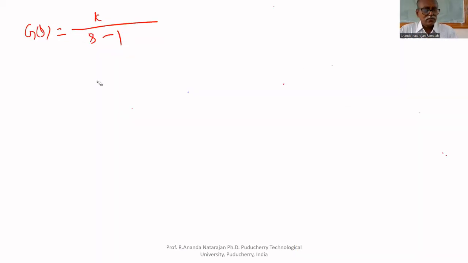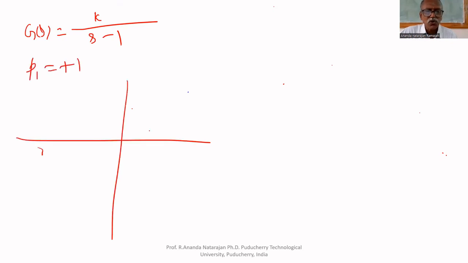Take S minus 1, so that it will be simple. S minus 1: stable system or unstable system? It is an open loop unstable system, because the pole is on the right hand side. If you draw it, where is the pole? P1 equal to plus 1, therefore unstable system. What is the root locus? The root locus will be like this. At K equal to 0 it starts here, and at K equal to infinity it ends there. This is the root locus.